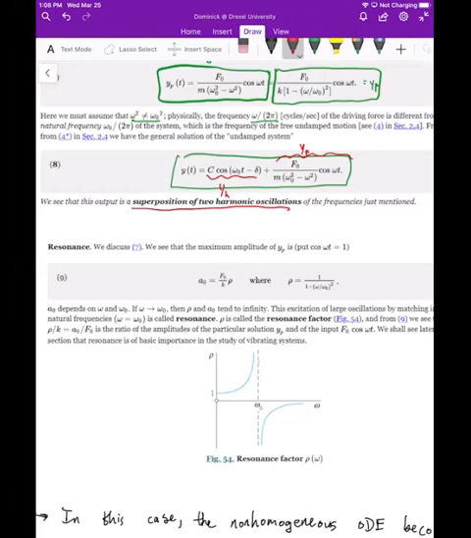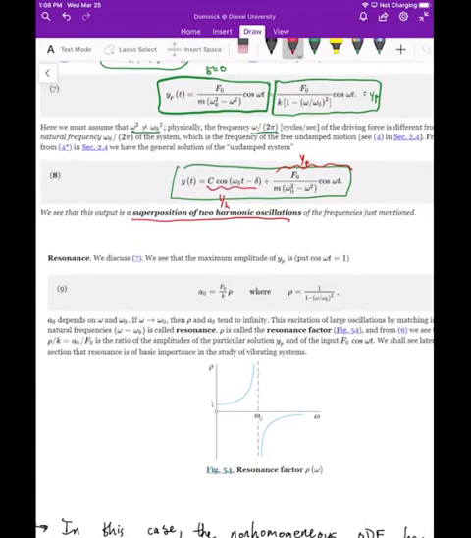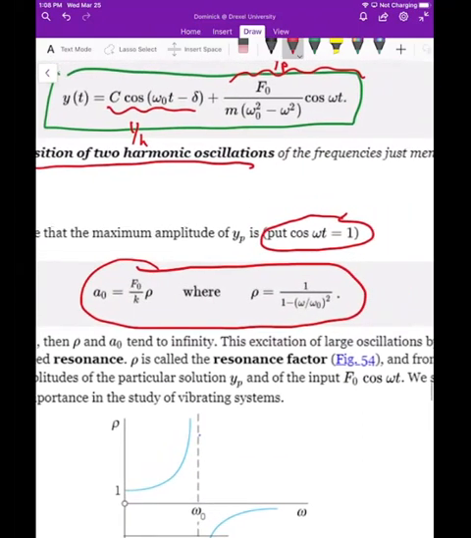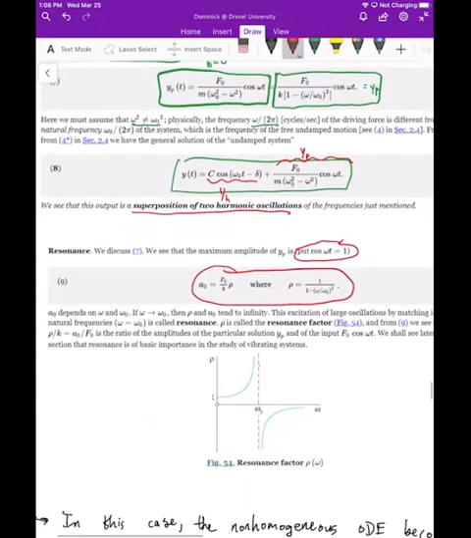The maximum amplitude of your particular solution can be found by putting cosine of omega t equal to its maximum, which of course is 1, and you get that the maximum amplitude is given by F0 over k times rho, where rho is 1 over 1 minus the quantity omega over omega 0 squared. So of course this depends on omega and omega 0.